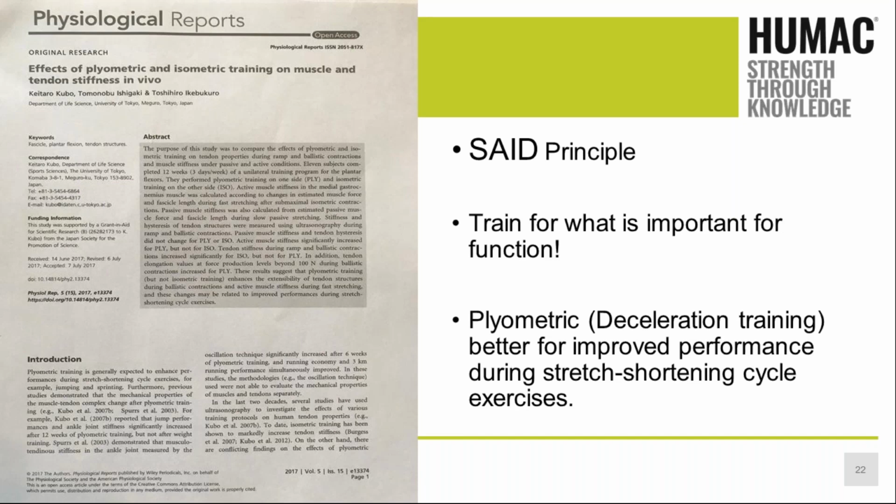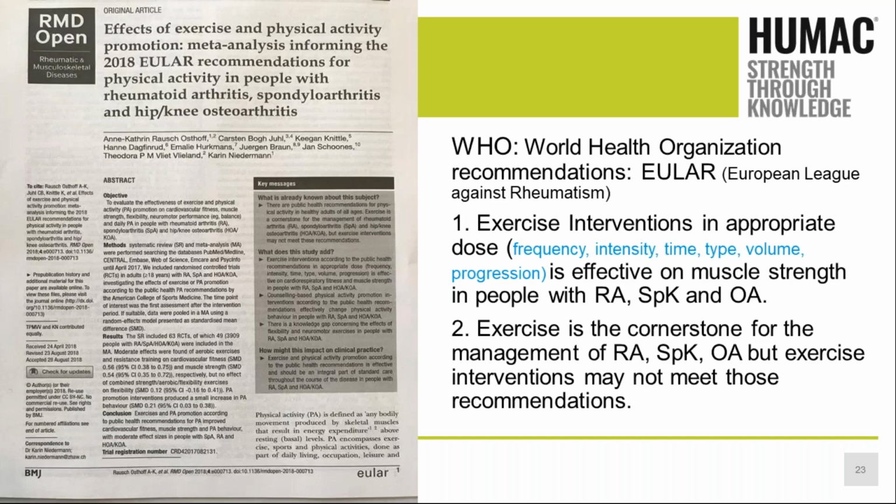And again, this is one of the last ones to talk about because they talked about plyometrics versus isometric training, and plyometric deceleration training was better for performance type stretch shortening cycle exercises. If we're going to get back onto the field and the other aspects, maybe isometrics isn't the best functional way. We need to go further, and then we have the tools to do that.